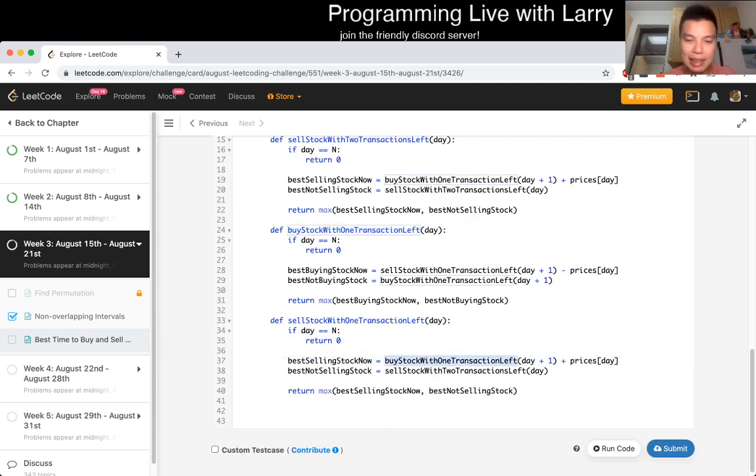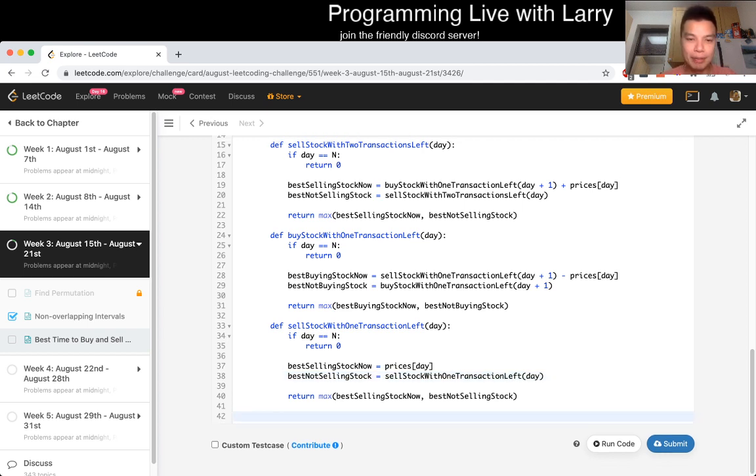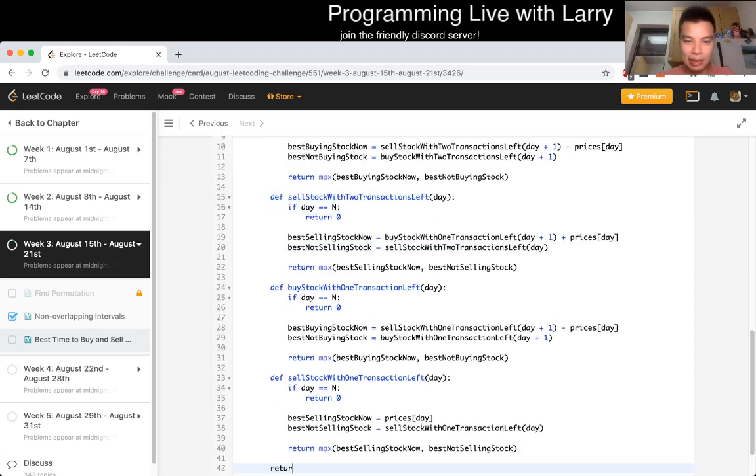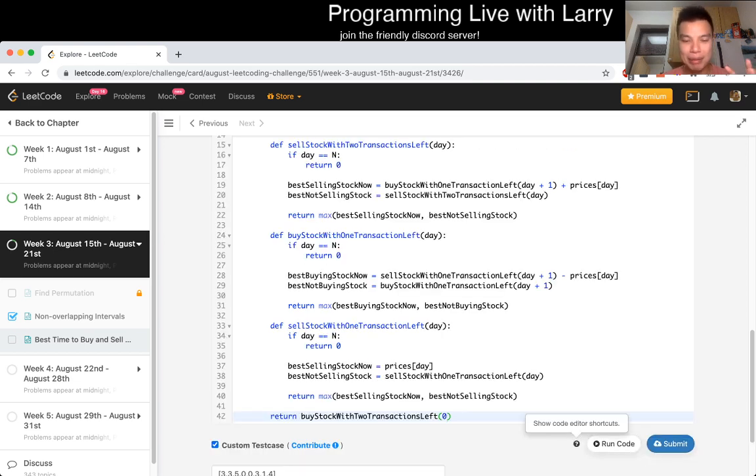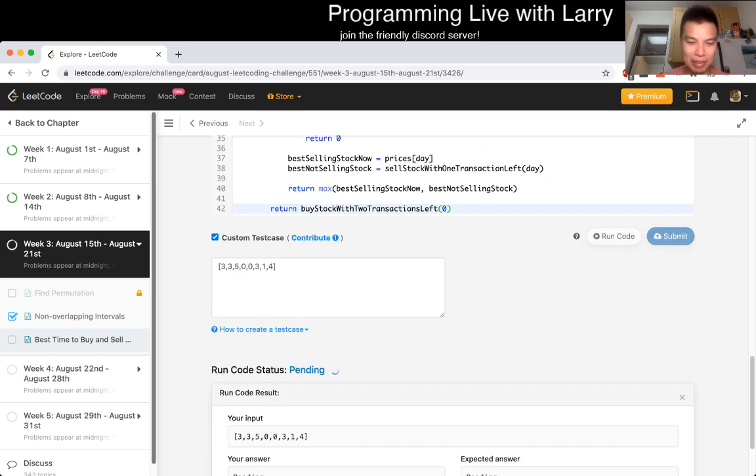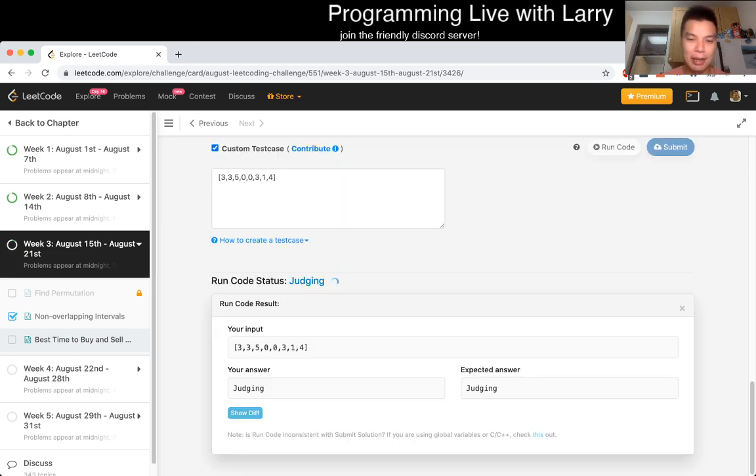But now, let's say we sell stock. Actually, when we sell stock, we have no transactions left, so there's no state, so we can just remove this. Same idea here, as long as you get the states right, and that's pretty much it. And then to kick it off, we just return buy stock with 2 transactions left from 0. And then we can print it out. There may be performance issues, we'll see. It's small enough that I hope it doesn't, so that I could just illustrate it.